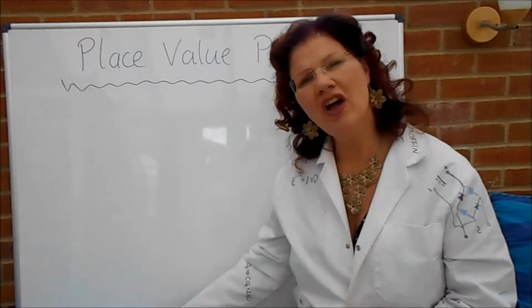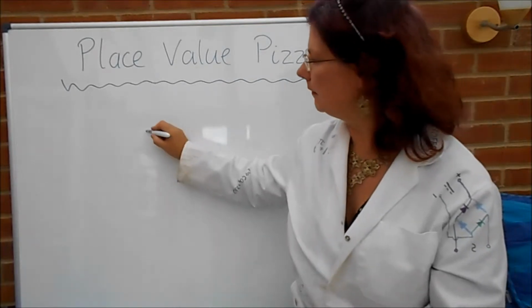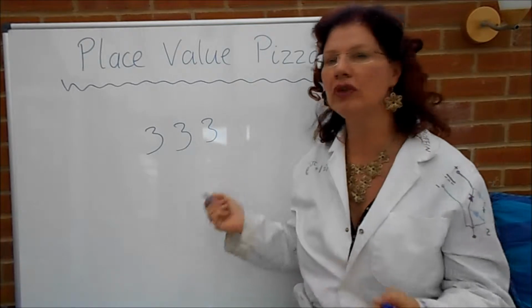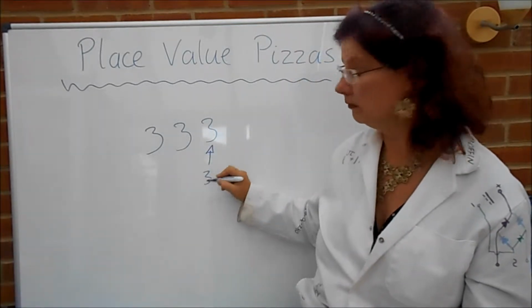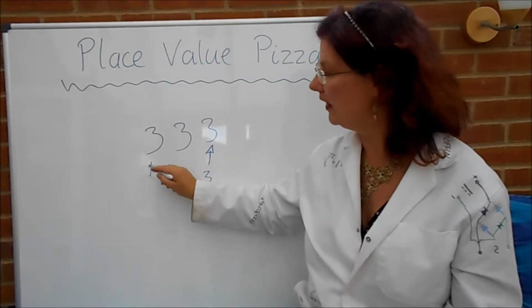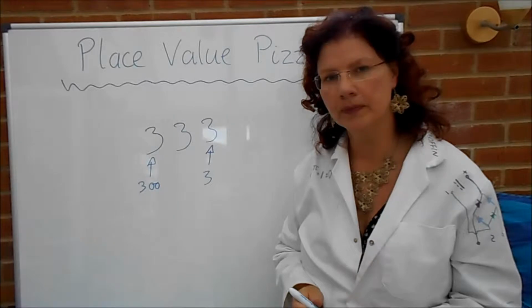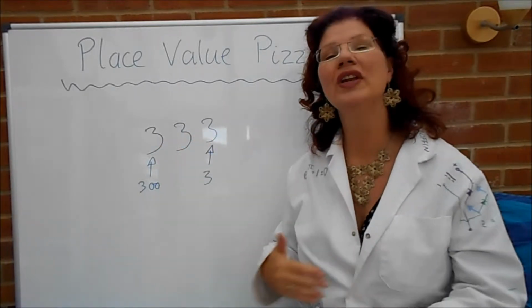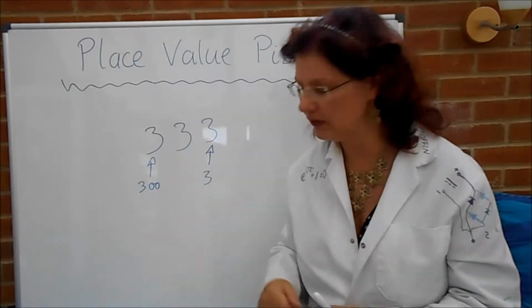So what are place value things? Well, in our number system, if we have a number like 3, 3, 3, those threes don't all mean the same thing. That 3 means 3. That 3 means 300. And whether the 3 means a 3 or a 30 or a 300 depends on its place. So its value depends on its place, hence the place value system.